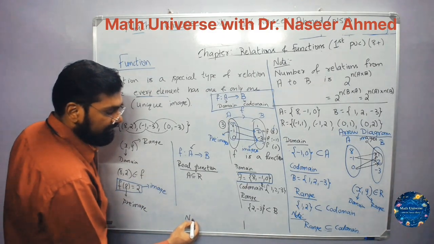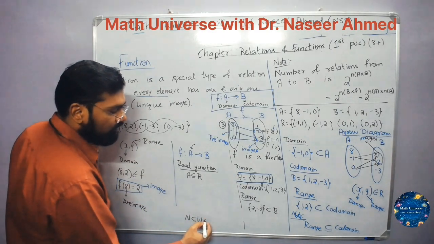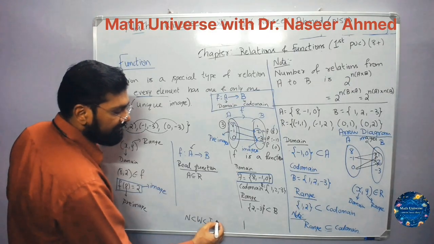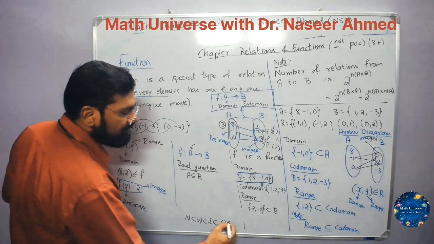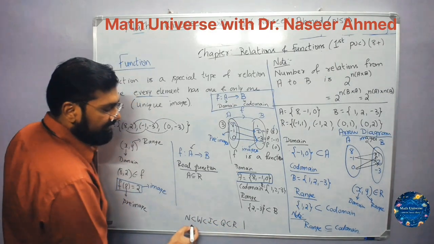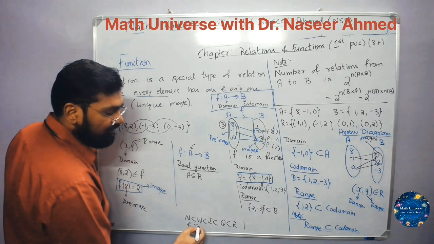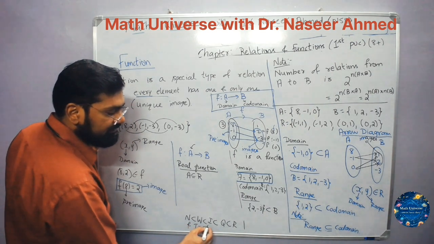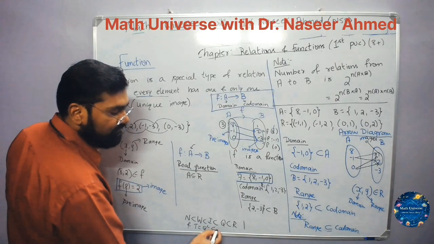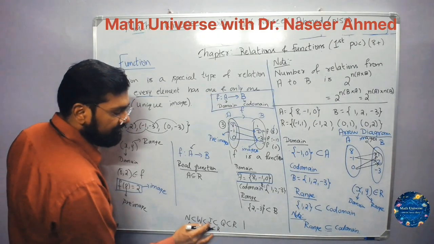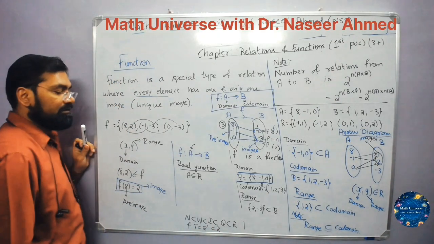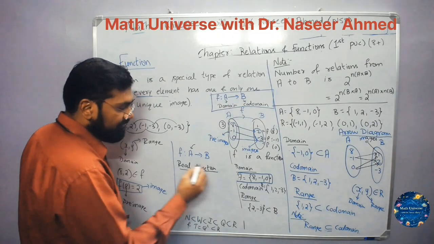If I talk about natural numbers, they are a subset of whole numbers, a subset of integers, a subset of rational numbers, which is a subset of real numbers, as well as the entire set of irrational numbers, Q complement, is a subset of what? Real numbers. Okay. In NCERT we have this. Now, this is for real function.